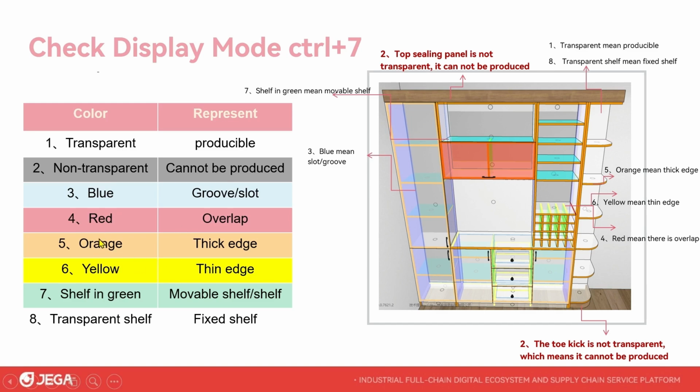Next are the orange and yellow. They are the colors for the edge banding. The orange one is for the thin edge banding, and the yellow one is for the thick edge banding, and you can see they are shown in this image. And the last ones are the shelf engraved and the transparent shelf. Shelf engraved means the movable shelves, the normal shelf, and the transparent shelf means the fixed shelves. You can see it here. And the shelves in green mean the movable shelves.